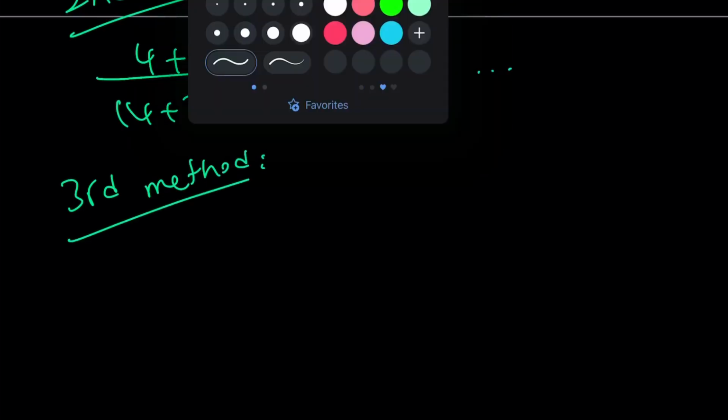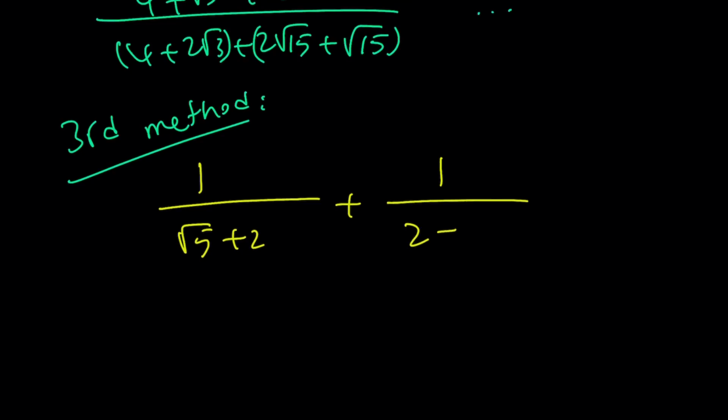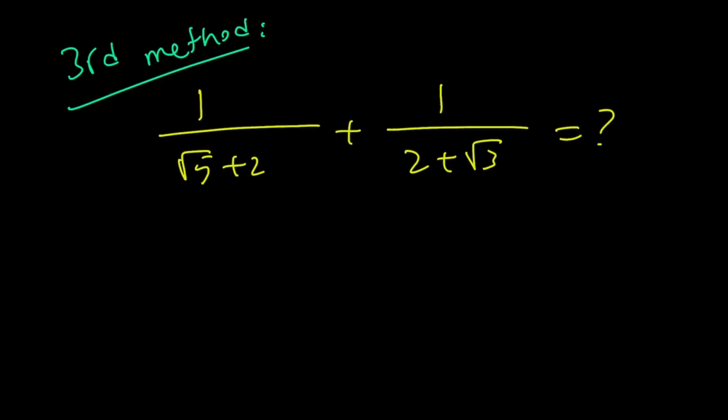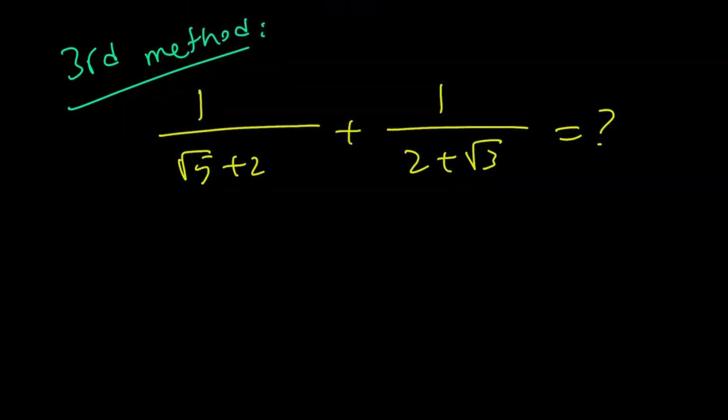So our third method involves the following. Let me rewrite the original expression. It was 1 over root 5 plus 2 plus 1 over 2 plus root 3, right? That was the expression we were trying to simplify. Now with the third method, here's what we're going to do. Why not just multiply by conjugates, right? And I know some of you, maybe all of you, were thinking about this as soon as you saw the problem. That's going to be root 5 minus 2 here and 2 minus root 3 here. But we're going to multiply them by ones.